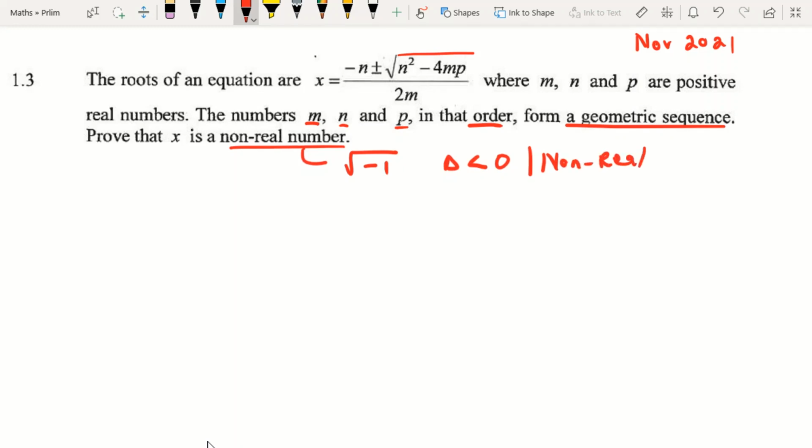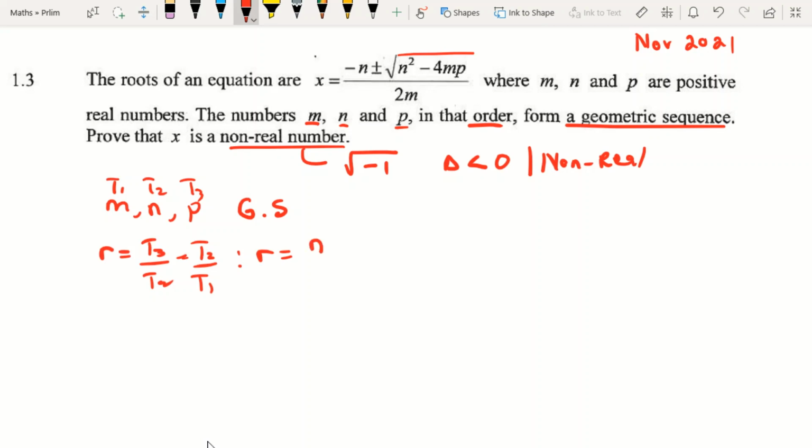Fine. So what you're going to do here first is to look at the second sentence, saying that m, n, and p in that order form a geometric sequence, and a geometric sequence is defined by a common ratio. Meaning if this is t1 and this is t2 and this is t3, therefore t3 over t2 is equal to t2 over t1, right? So r is equal to, what is our t2? t2 is n over m is equal to p over n. Cross multiply, you have n squared is equal to mp. So let's say this is our equation 1.